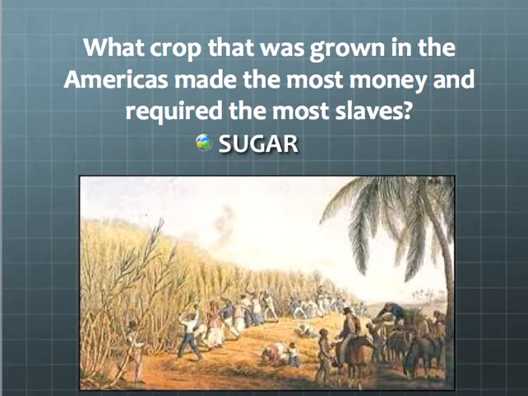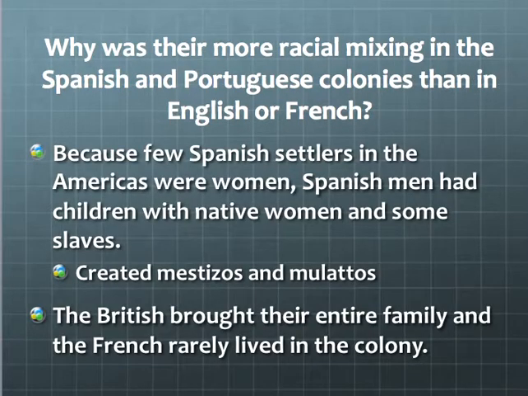Why was there more racial mixing in the Spanish and Portuguese colonies than in the English or French? Because few Spanish settlers in the Americas were women. Spanish men had children with native women and some slaves. This created two mixed groups called mestizos, which is European and native blood, and mulattoes, which is European and African blood. Sometimes voluntary, sometimes not. You guys know the stories. The British brought their entire family, and the French rarely even lived in the colony. They just had some forts and some port areas. They did not build large cities, so they did not mix as much.